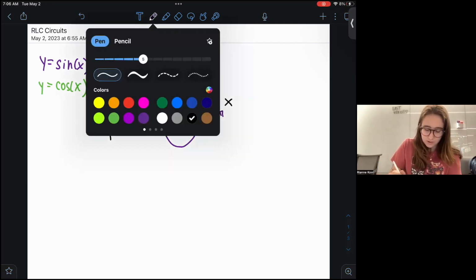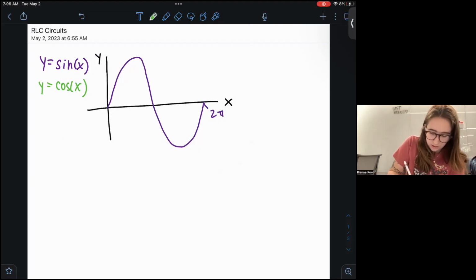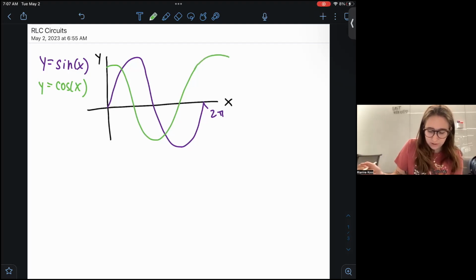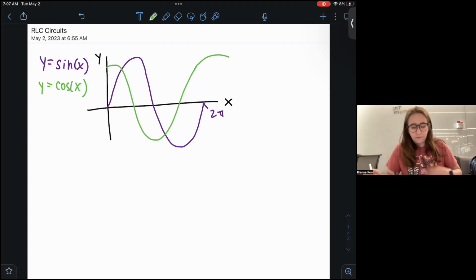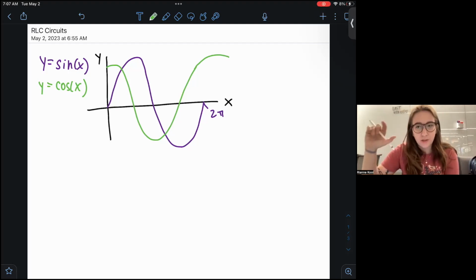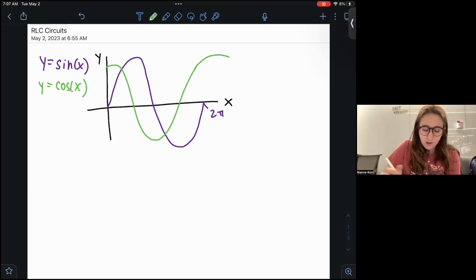But cosine starts up here, and it kind of goes like, so it kind of looks like this. And then it loops up like that. But it's easy to see that we can very easily create a cosine graph from a sine graph if we would just move it over an amplitude.